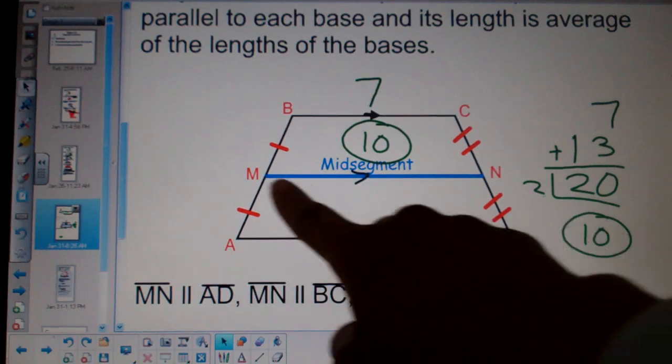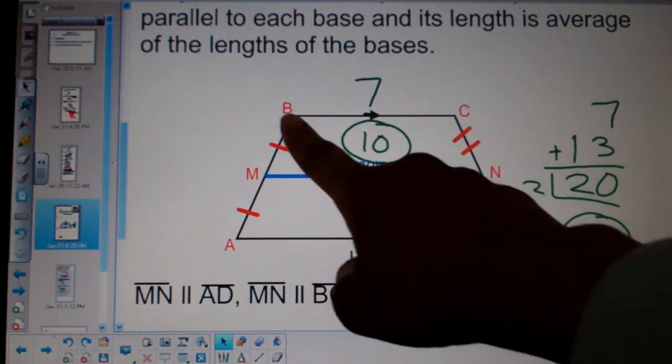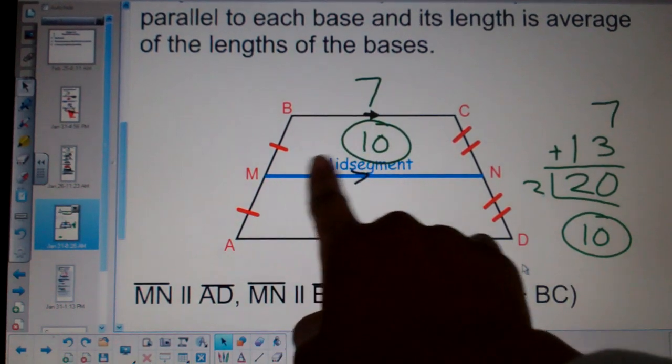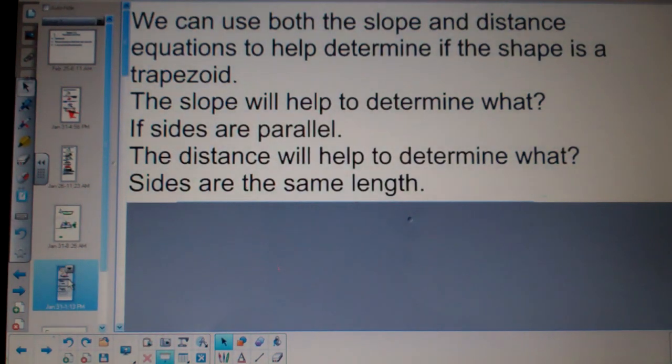Okay, again, to find the mid-segment is just the average. So BC plus AD divided in half, and BC is 7 plus AD is 13. 7 plus 13 is 20. Divided in half is 10. That's the length of your mid-segment, 10. Plain and simple. That's all you need to do. Okay, next bit of information.